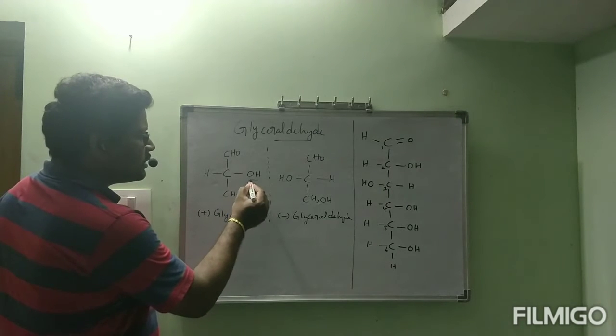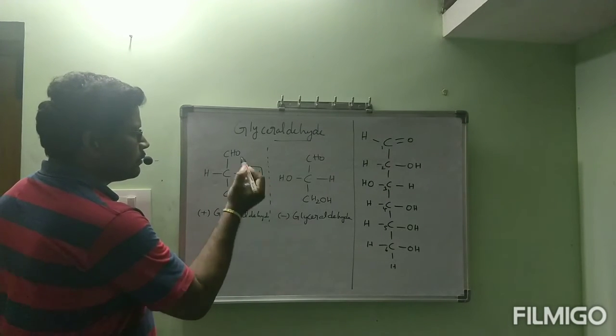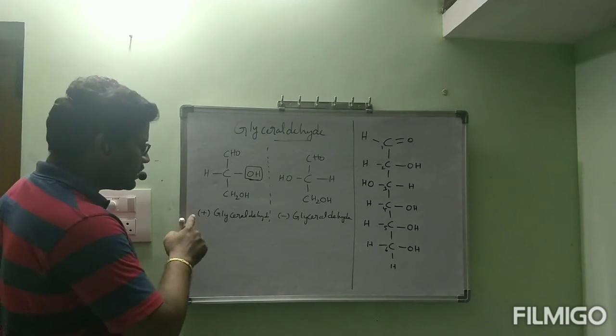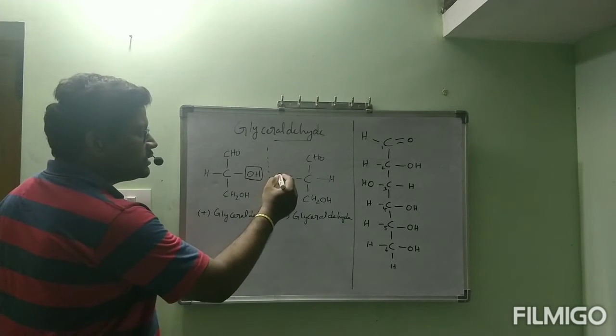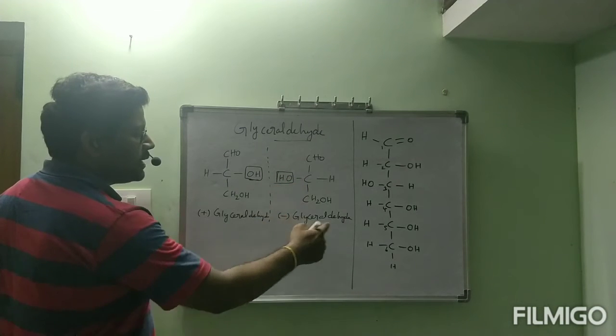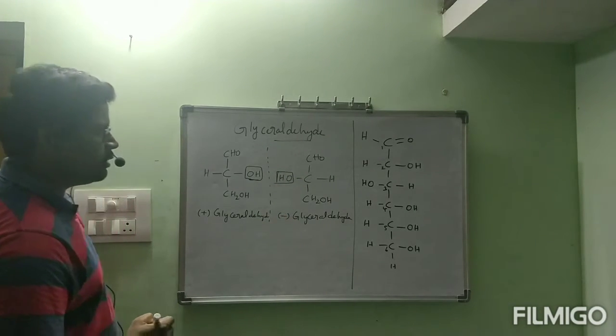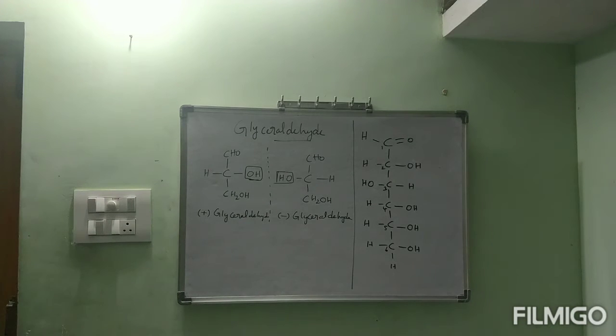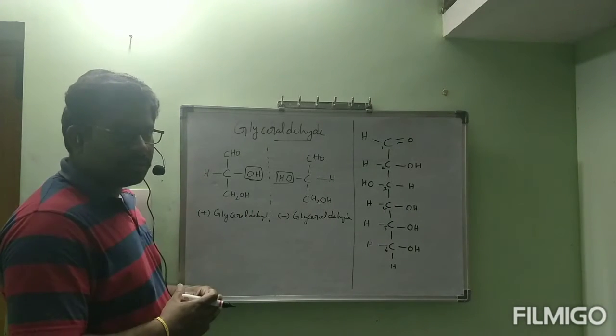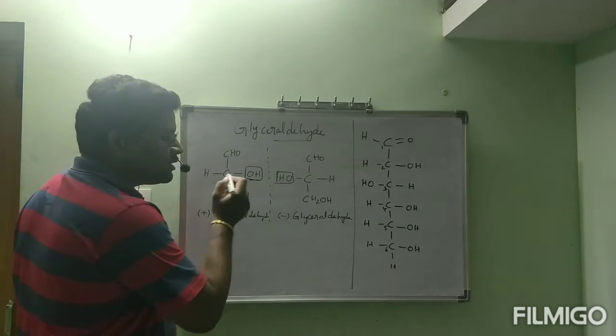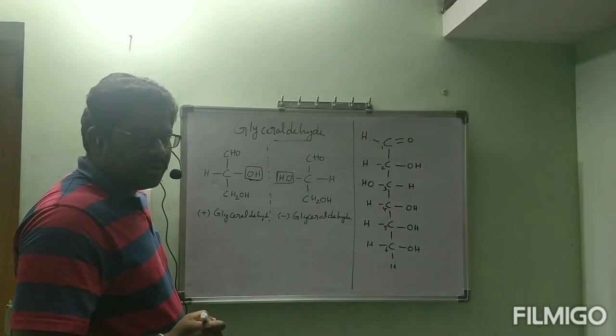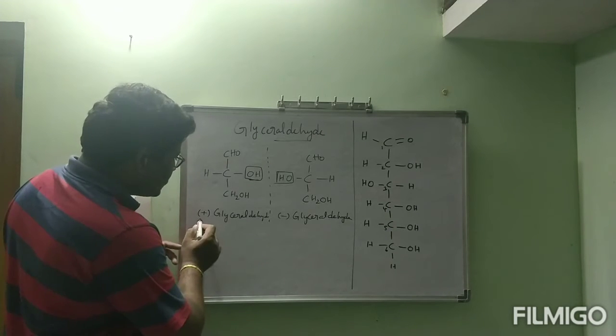If OH is present on the right side, that is called plus glyceraldehyde. If OH is present on the left side, that is called minus glyceraldehyde. Observe the two enantiomers of glyceraldehyde. One is plus glyceraldehyde and the other is minus glyceraldehyde. Now, coming to the explanation, this is a relative molecule. In glyceraldehyde, OH is present on which side? Right side. So this is plus glyceraldehyde.